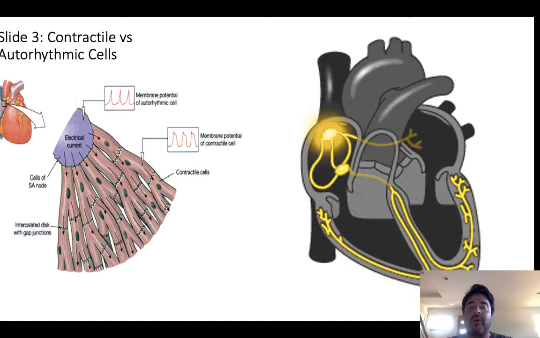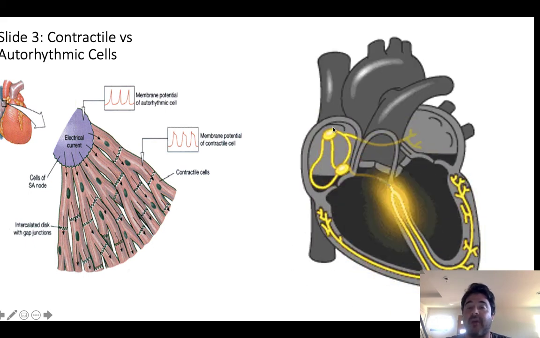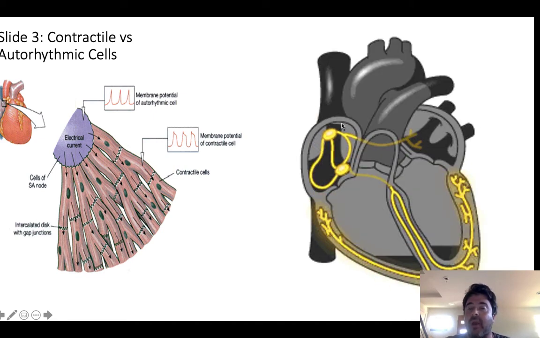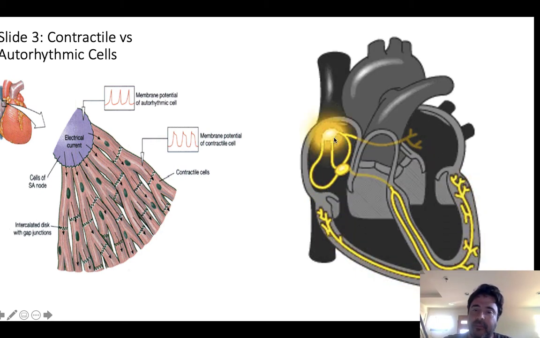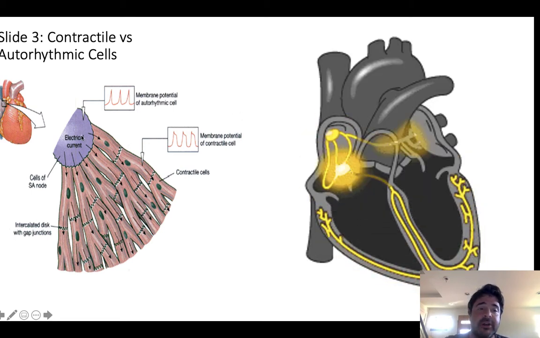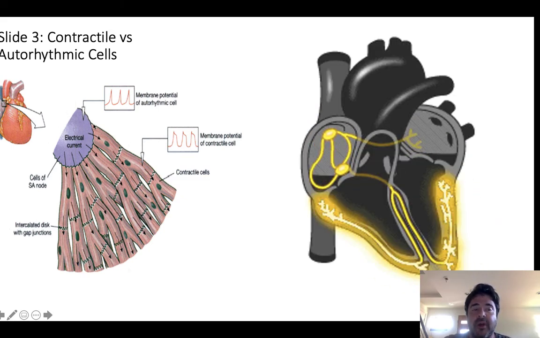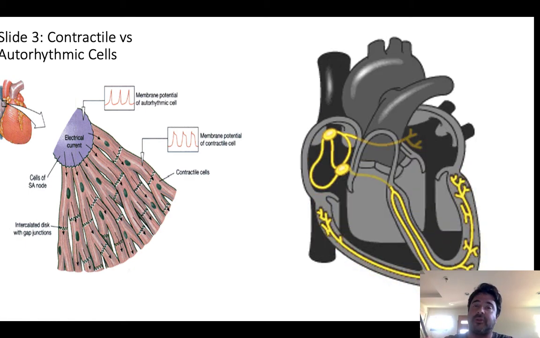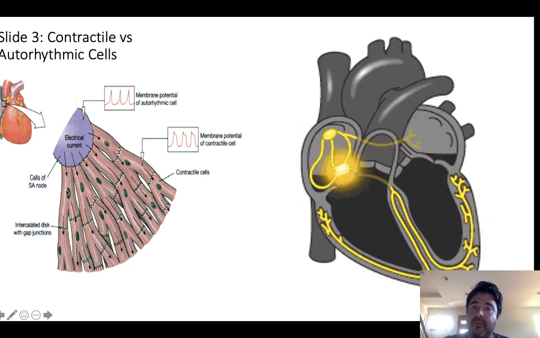So this image, or this GIF over here, is intended to emphasize the autorhythmic cells and how the autorhythmic cells exert control over the contractile cells. What we're going to do is start in the upper right-hand corner of the right atrium. There is a bundle of autorhythmic tissue that is functionally and histologically unique from contractile cardiac muscle tissue. The job of autorhythmic cells is to rhythmically depolarize and repolarize, or rhythmically fire action potentials, right? And through the rhythmic firing of action potentials, the autorhythmic cells control the activity of the contractile cardiac muscle cells.